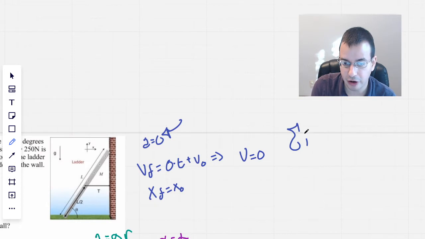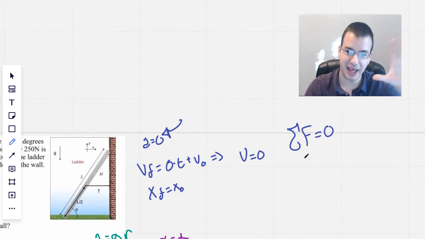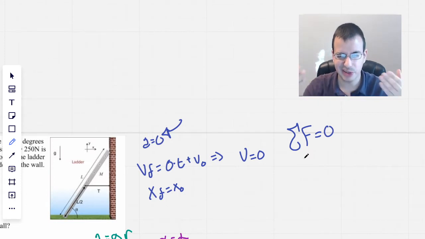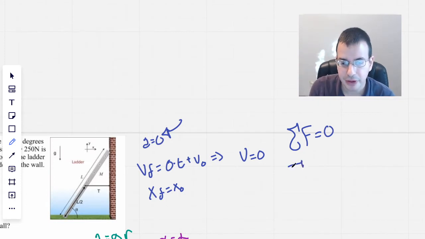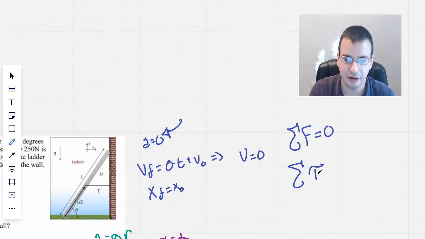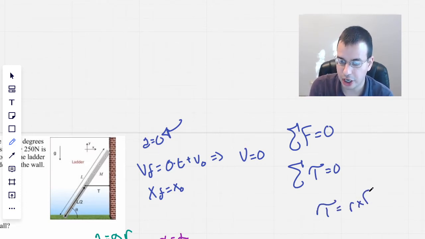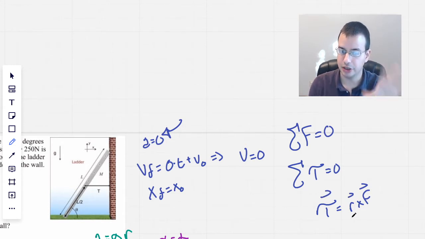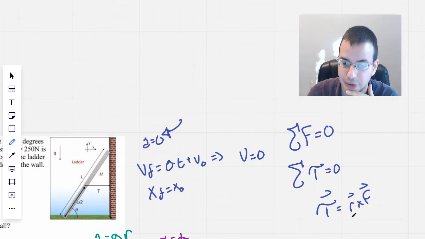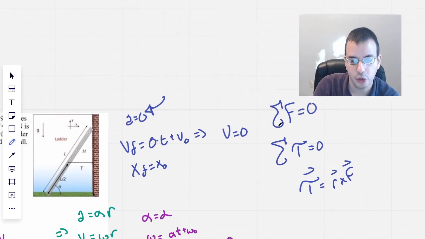We know that the sum of all forces will equal 0 in every dimension, specifically the x and the y. We could say the z, but this is just two-dimensional at this point. And we know that the sum of all torques, which is the rotational equivalent of force, will also equal 0. For those of you who don't know, torque is defined as r cross f. So you have a radius, and you have a cross product between radius and the force, and that will give you the torque. So we have no linear motion, so all the forces will sum to 0.